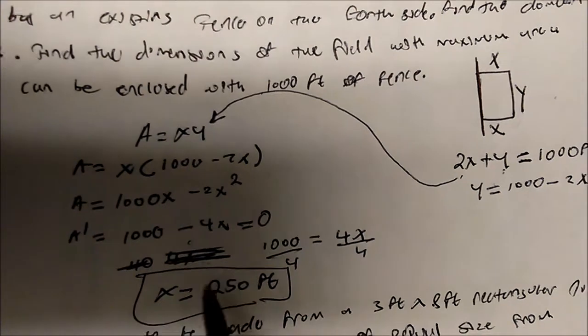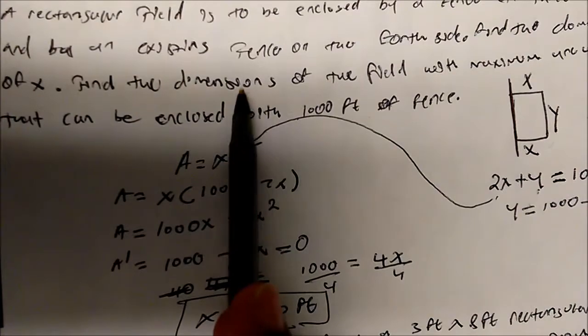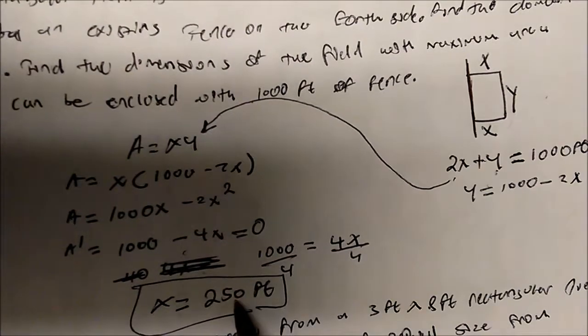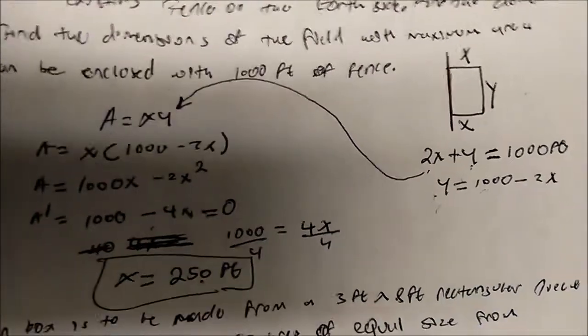All right. So how about y? We're asked to find the dimensions, right? The dimensions, which will be x and y. So we already found x. So all we have to do is plug this 250 in for y in this equation where we have y, and we'll get our y.